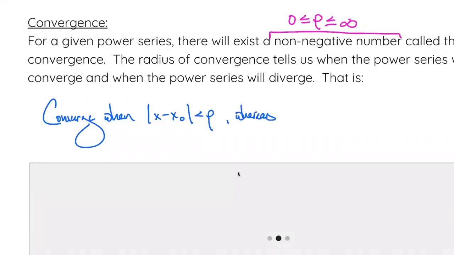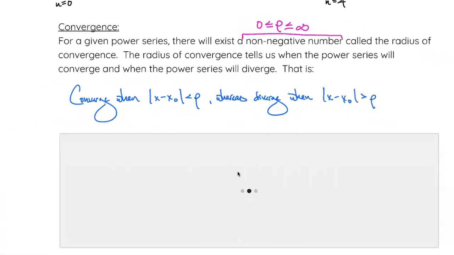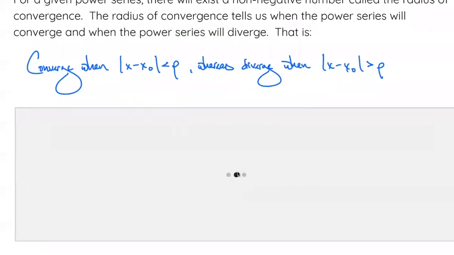Whereas it will diverge when x minus x naught is greater than rho. All right. So let me see if I can rescue what I had intended on having here.